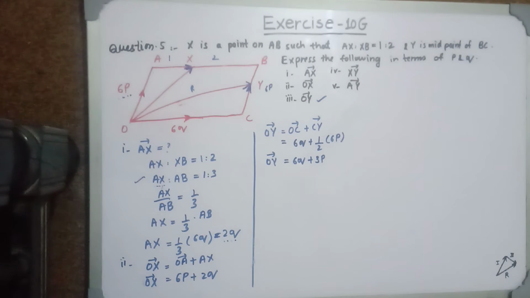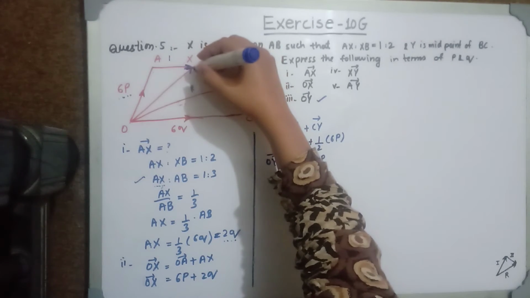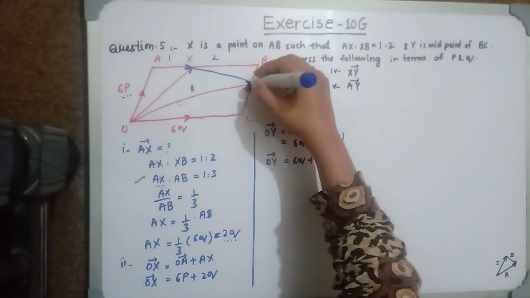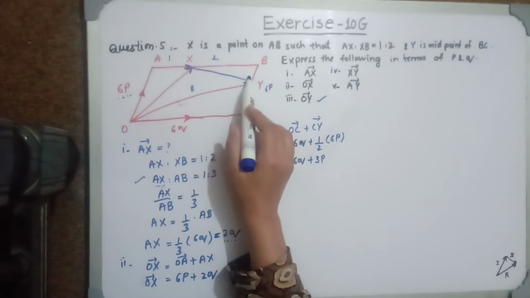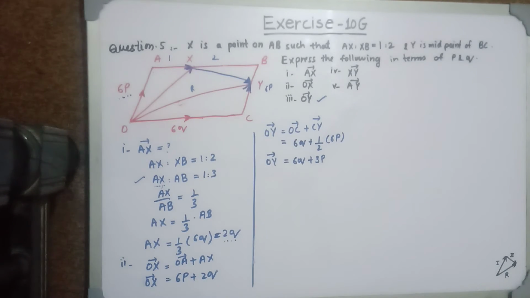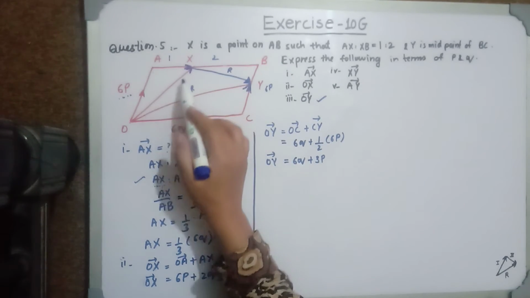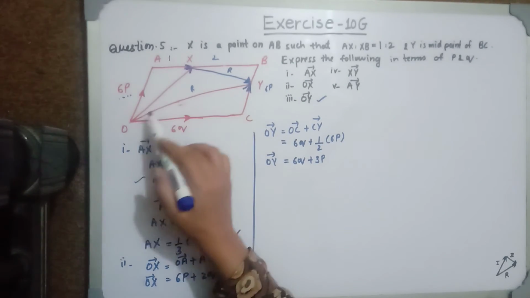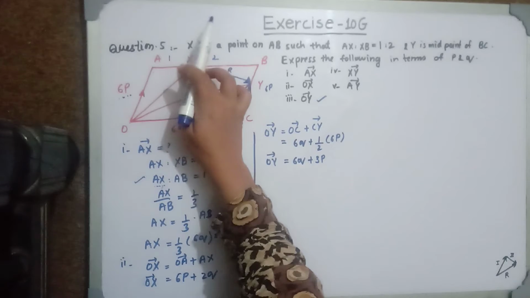Now let's move to the next part, which is to express XY in terms of P and Q. Now look here, the XY vector, let's just draw it. Its direction will be from X to Y. It's going to be this vector, because it's starting from point X and its direction is towards Y. Now this is a resultant vector, right? We know that the tail of the resultant vector joins with the tail of the first vector.